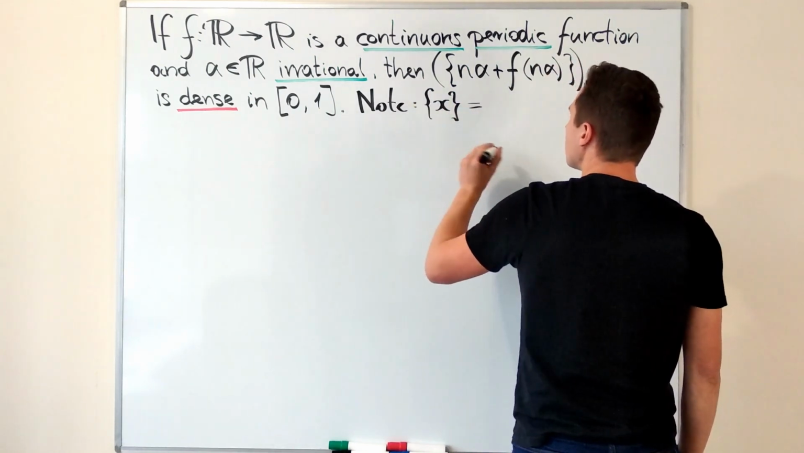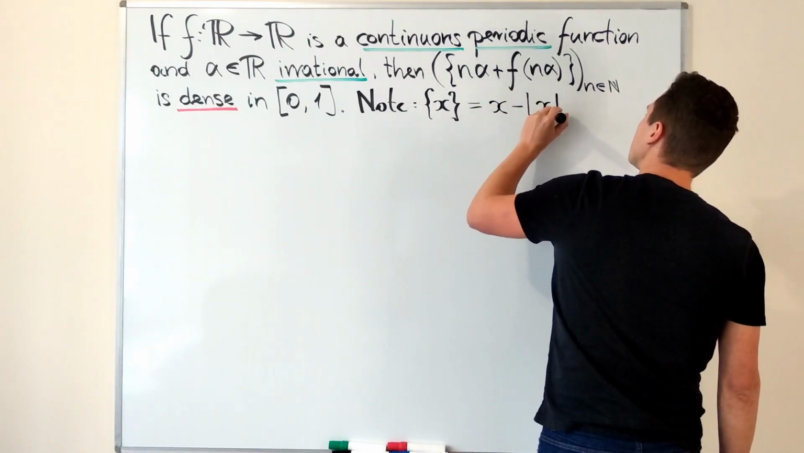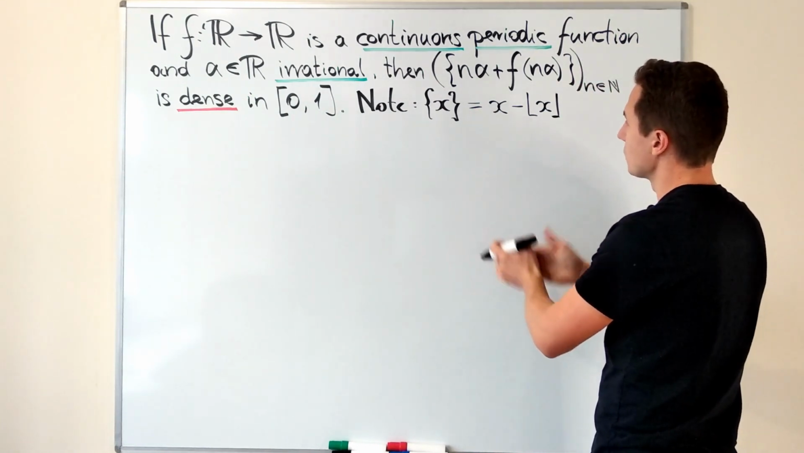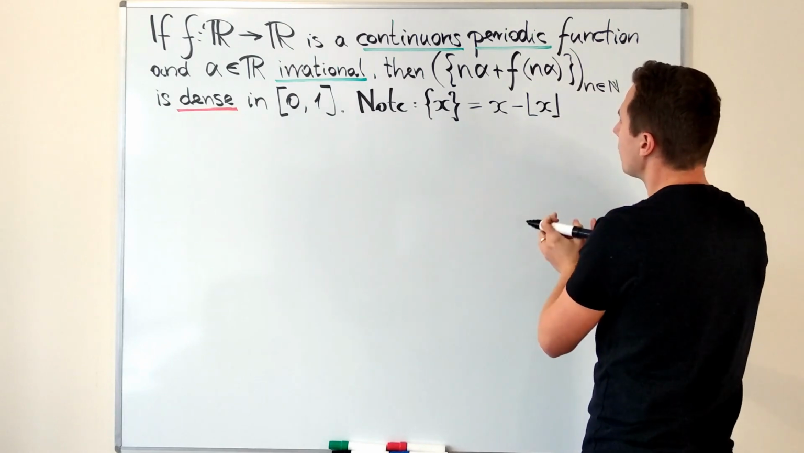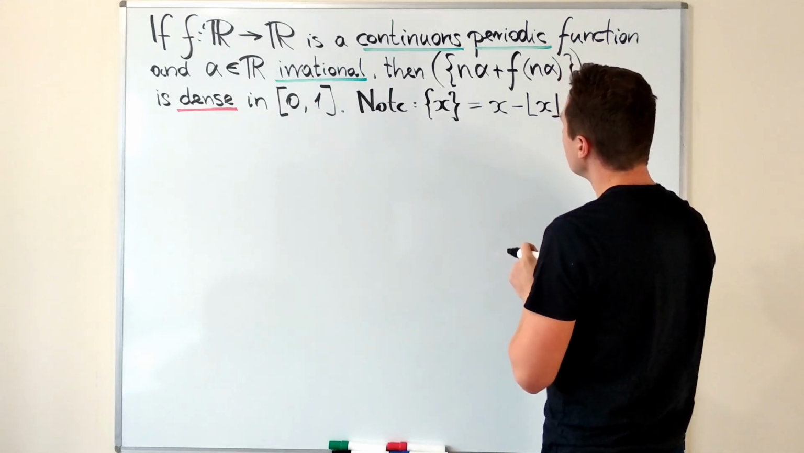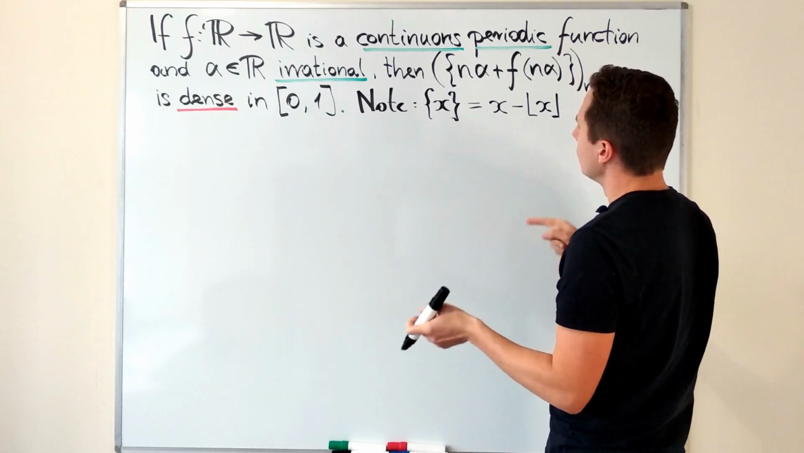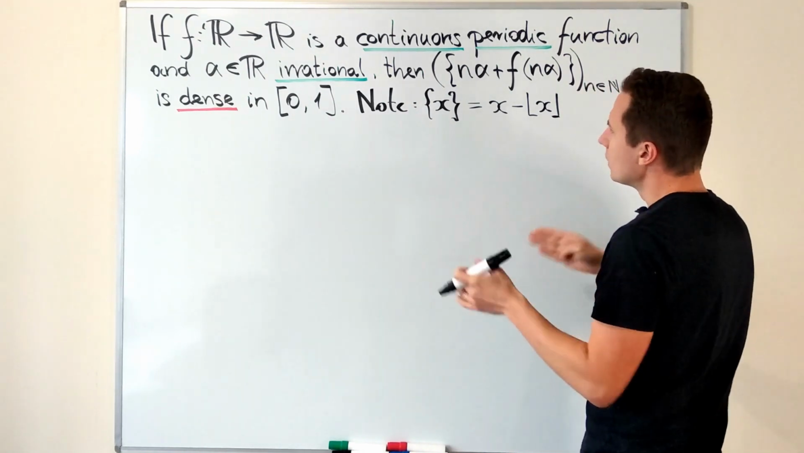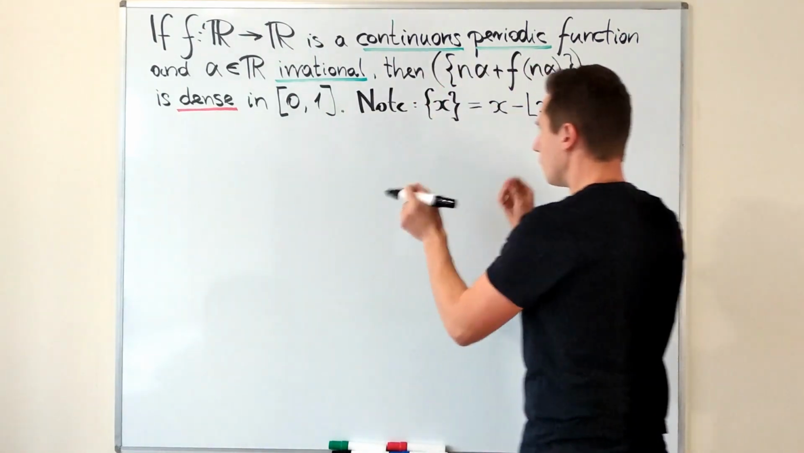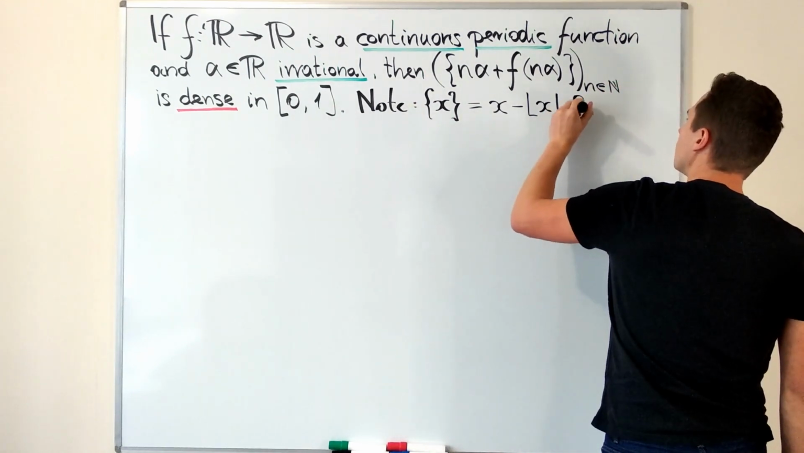So the fractional part of x is just x minus the floor function applied to x. For positive numbers it is just x minus its integer part, so whatever is after the decimal point. And for negative numbers, you have to add multiples of 1 so you get inside this interval between 0 and 1. So this is how the fractional part of x is defined.